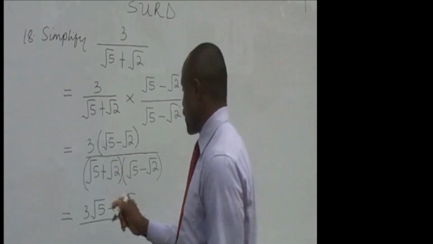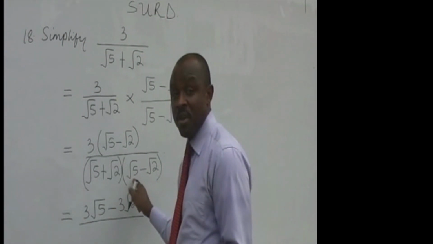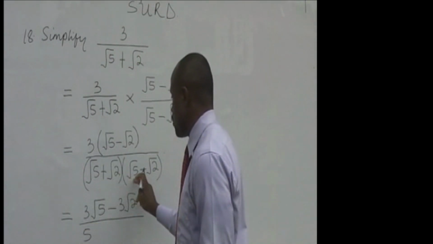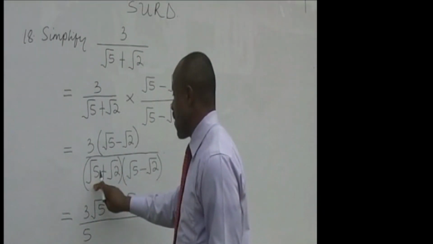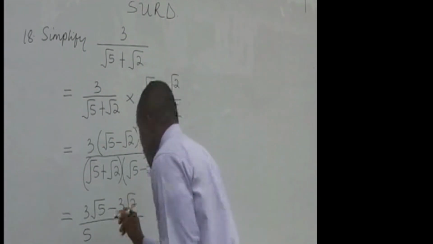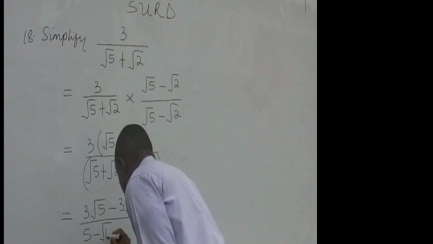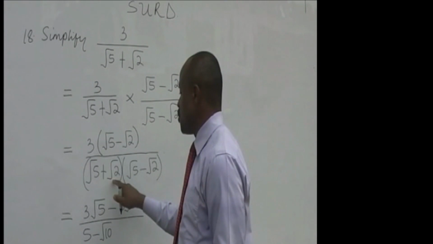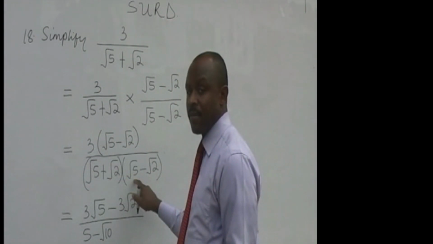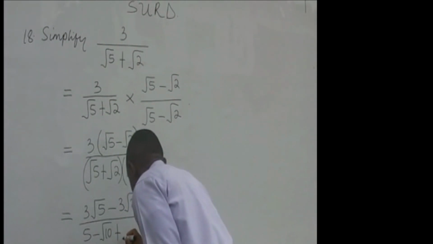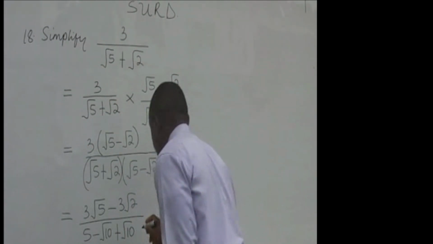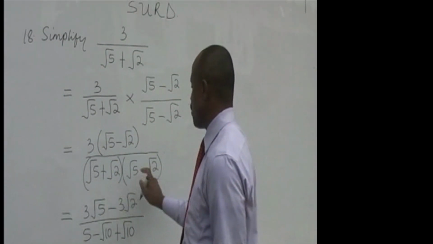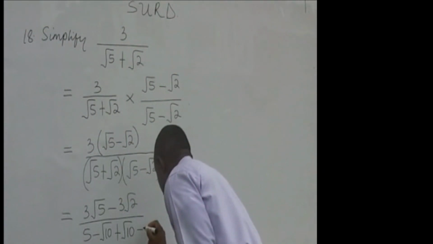Expanding the bracket, root 5 times root 5 will give you 5. I hope you know that. Write 5. You have multiplied the first and the first. So now multiply the first and the last. Root 5 times minus root 2 will give you minus root 10. So now multiply the last and the first. Root 2 times root 5 will give you plus root 10. Now the last and the last, plus root 2 times minus root 2 will give you minus 2.